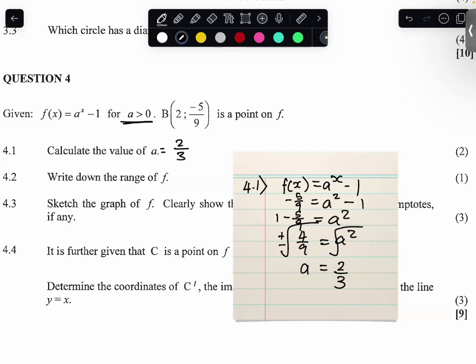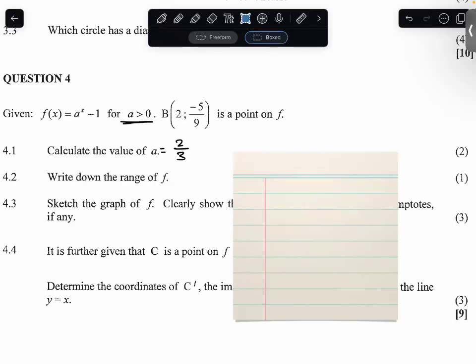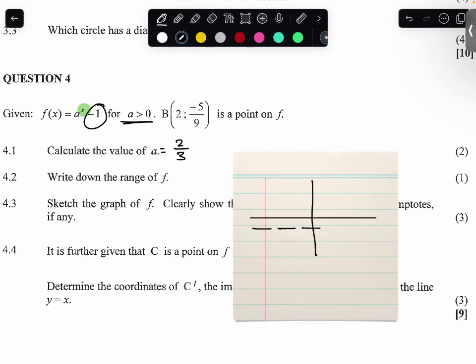All right. Then it says write down the range of f. Now, f is an exponential graph. We can clearly see that because x is the exponent, which makes this an exponential graph. But there's just two things that need to be in your mind. You need to have the graph in your mind, obviously, but on the graph there are two things that you need to see in your mind's eye. All you need is the asymptote, first of all, which is on minus 1.